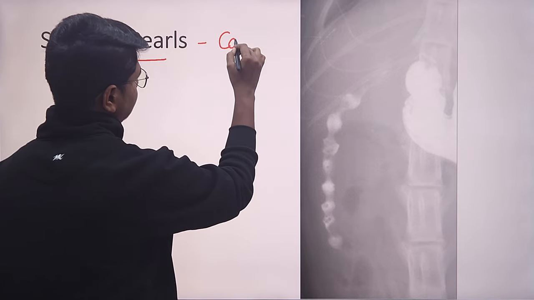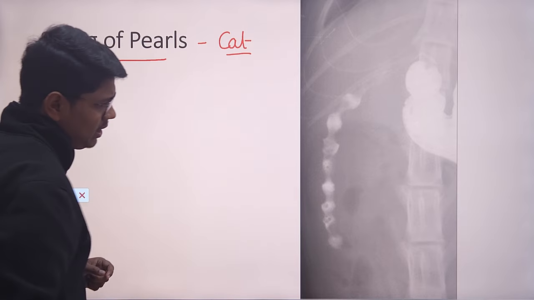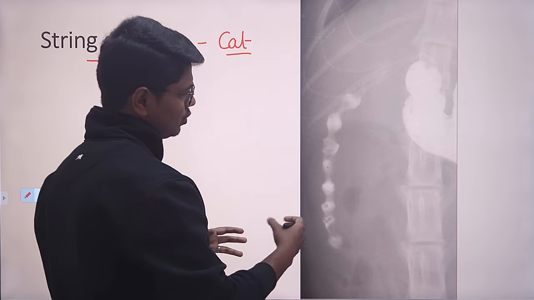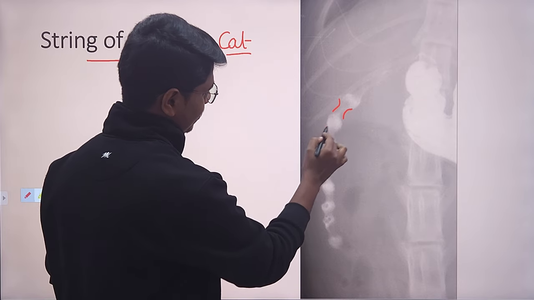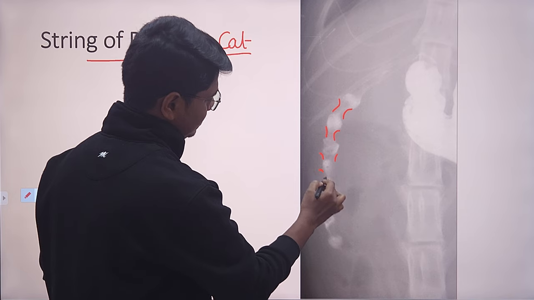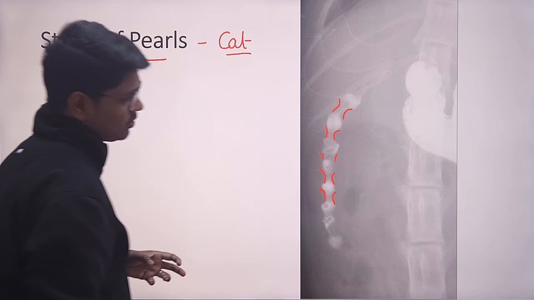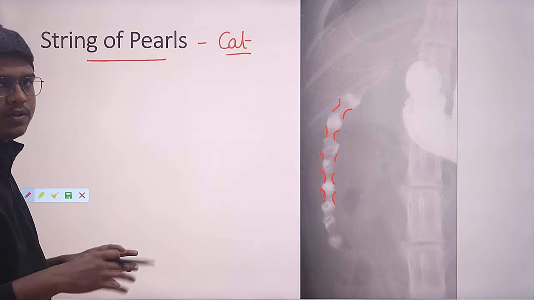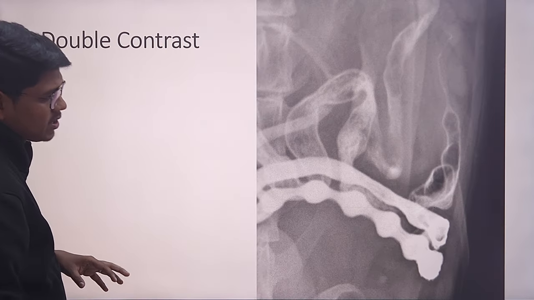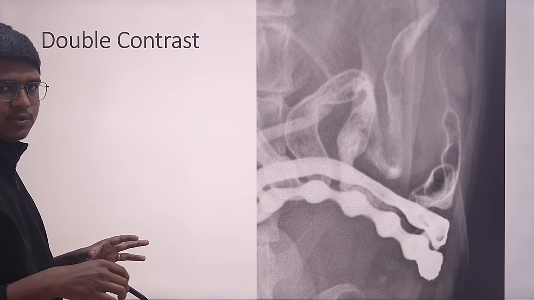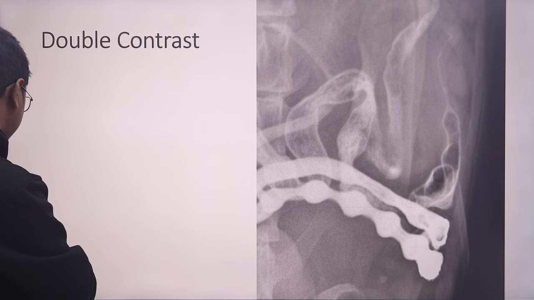Similarly, in cats, you will find a string of pearls. These are normal findings. What happens in the cat is that the duodenum has strong segmental contractions. Here is one contraction point, here is one contraction, look, okay. These are segmental contractions leading to the appearance of a string of pearls, which is very, very normal in cats.